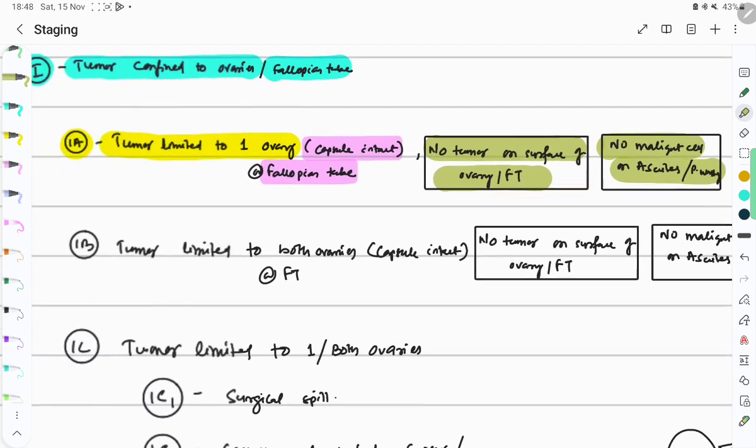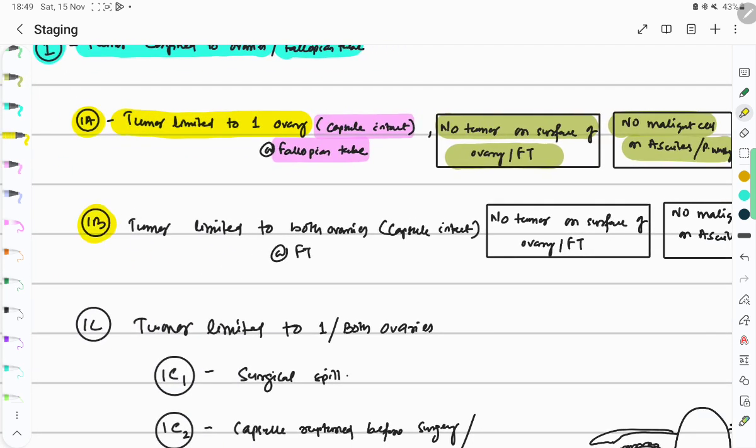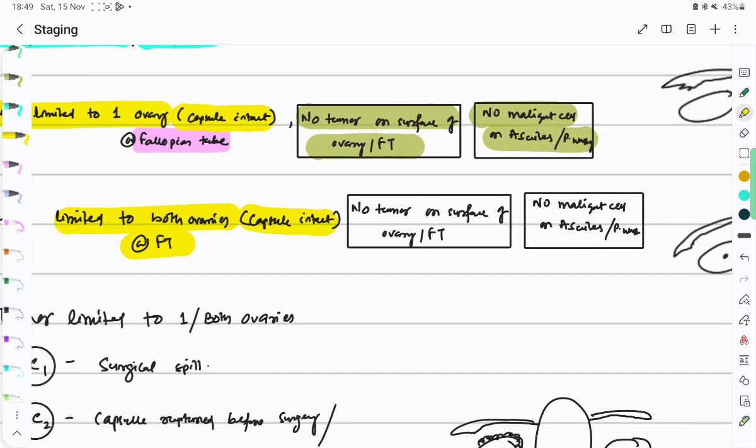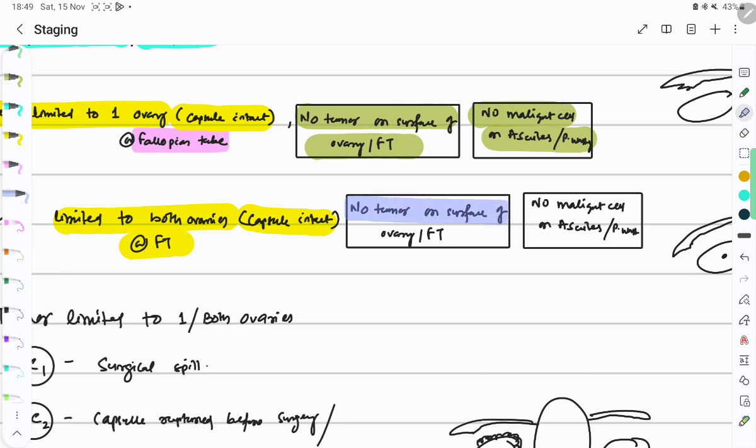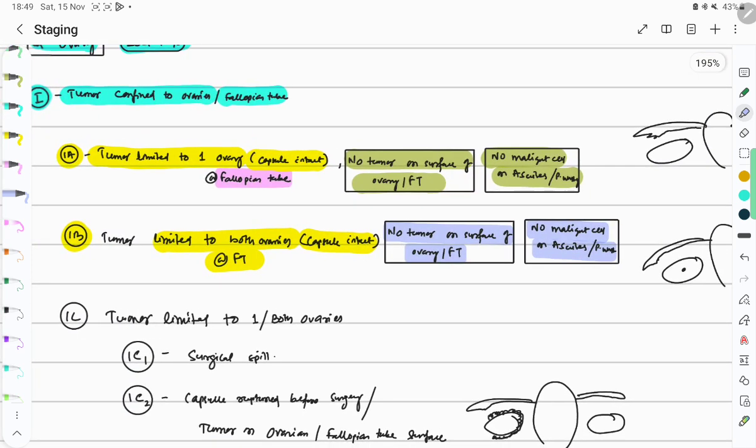Now 1B means tumor limited to both ovaries or fallopian tubes with capsule intact. Remember, in both these cases the capsule is intact, so the tumor is not on the surface, the tumor is inside. Here, same thing: no tumor on the surface of the fallopian tube and no malignant cell in ascites and peritoneal washings. So 1A simplified is one ovary and 1B is both ovaries or fallopian tubes with capsule intact, and in both cases there is no tumor on the surface and no malignant cell in ascites.